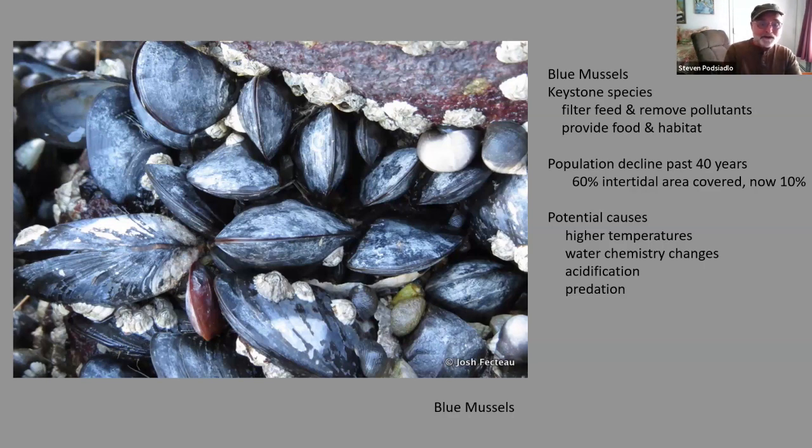In the past 40 years, there's been a 60% decline of the blue mussels in the intertidal area. It used to be that 40 years ago, 60% of that intertidal area was covered. Today, it's about 10%. So, a serious decline in blue mussels. Again, potential causes: higher temperatures, water chemistry, acidification, and predation. Acidification, oceans are getting more acidic. Predation, you have green crabs to thank for that.